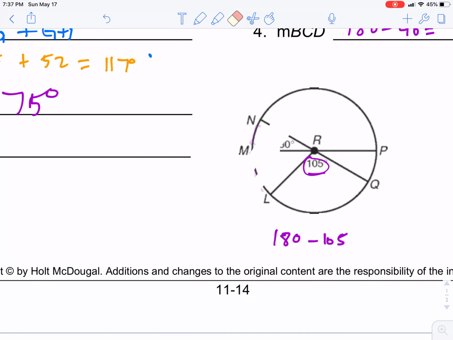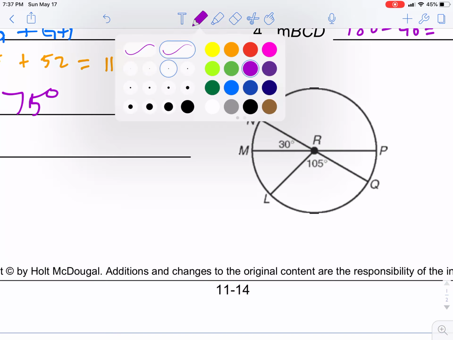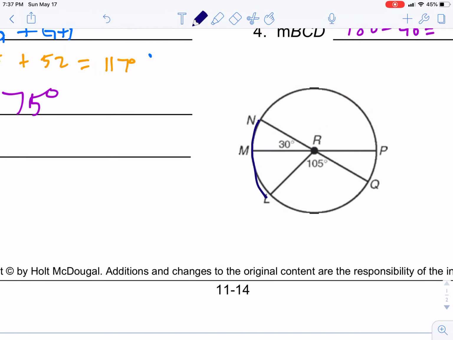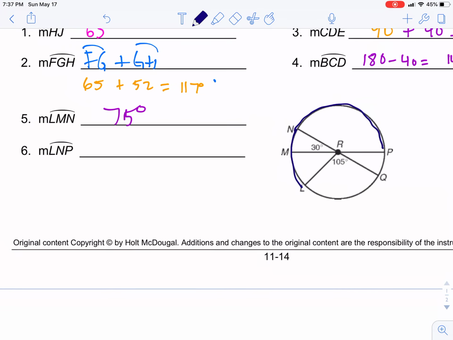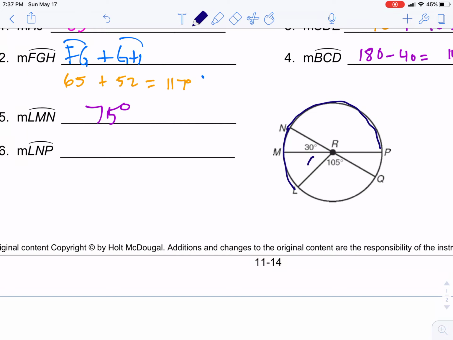And L, N, P. Okay, we'll do this one in L to N all the way to P. So what do I need to do? I have to find this guy still. And we don't have to find out N to P, because we know M all the way to P is already 180 degrees. We already know that's 180. So I can find out this guy by doing 105 plus the 30, subtract 180. Okay, 105 plus 30 is 135 minus 180. Get 45 degrees.